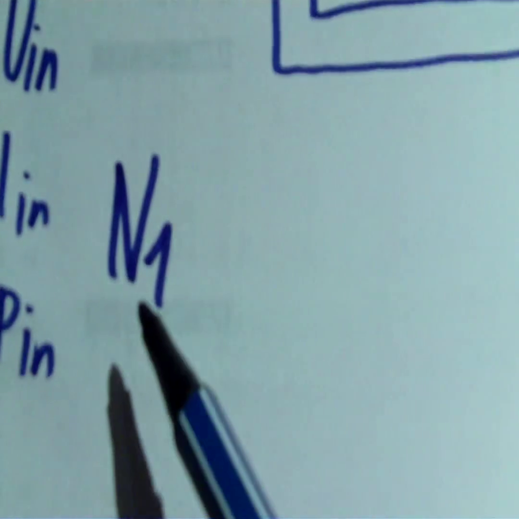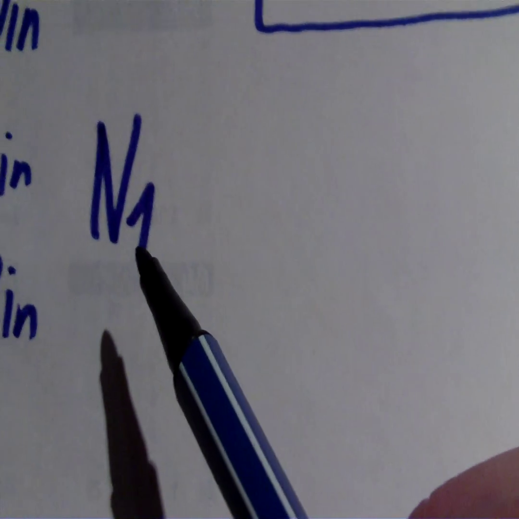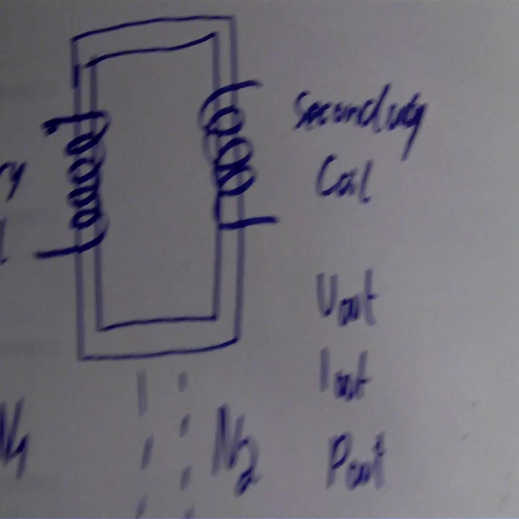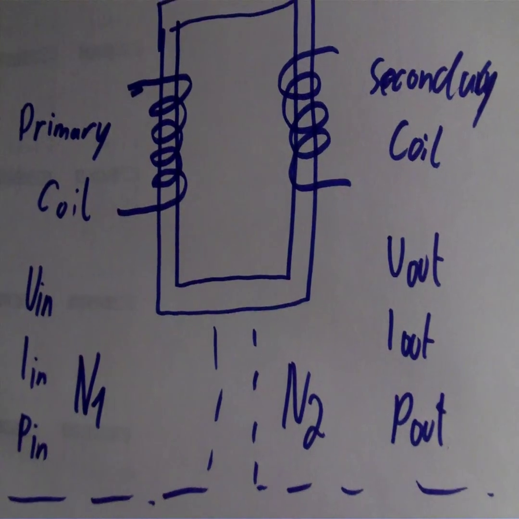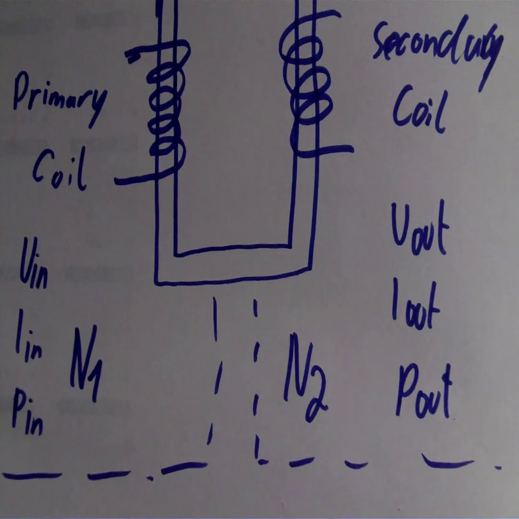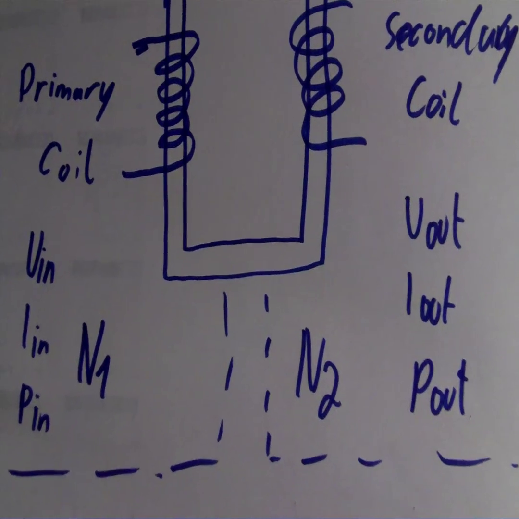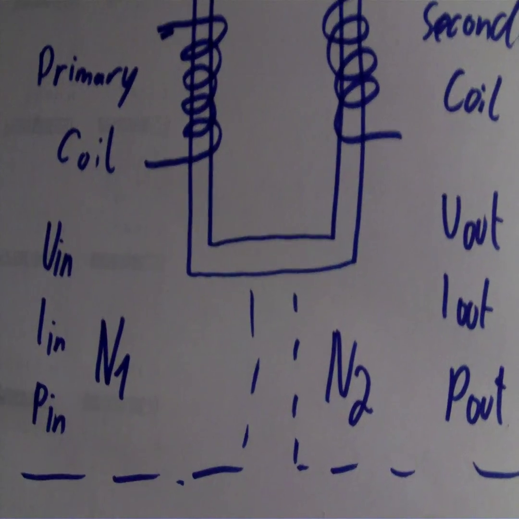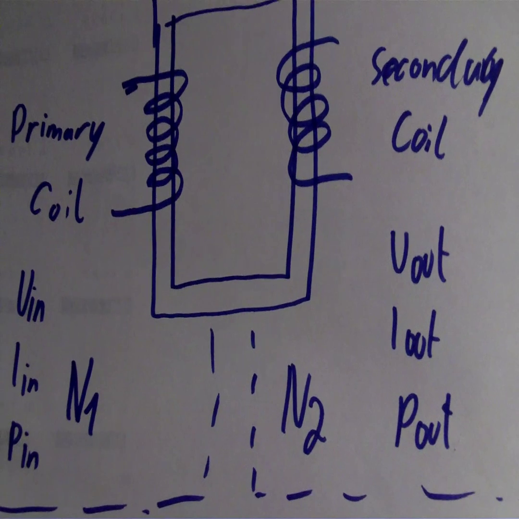Okay, now we're gonna have also the number of turns on the primary coil and the number of turns on the secondary coil. Okay, so this is the secondary side, this is the primary side, like this. Now we're gonna ask three questions, or four. Three questions for calculation and one for thinking.